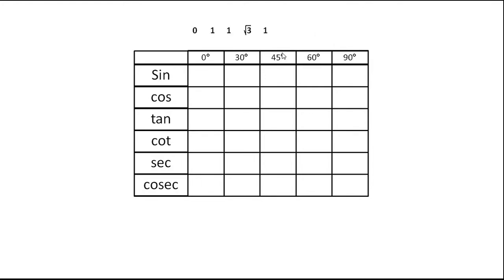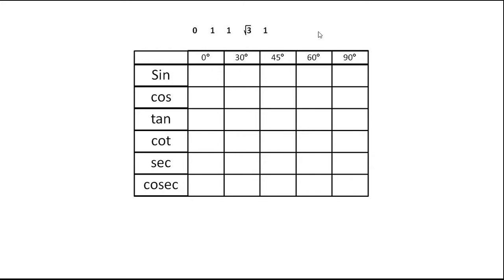Dear friends, we will remember the values with a sequence, and that sequence is 0, 1, 1, root over 3 and 1. That is the simple trick and simple sequence. With that sequence, we will remember all the values of sine, cos, tan, cot, sec and cosec for 0 degree, 30 degree, 45 degree, 60 degree and 90 degree respectively.